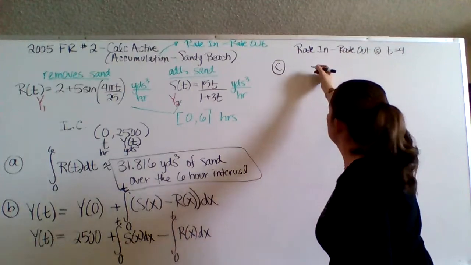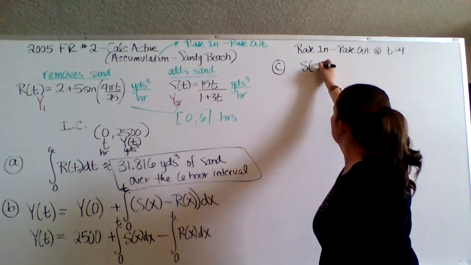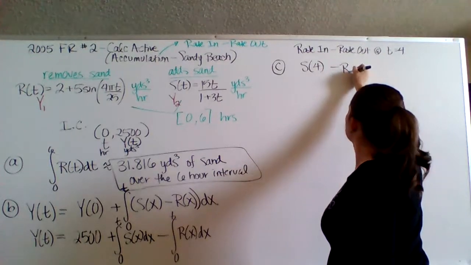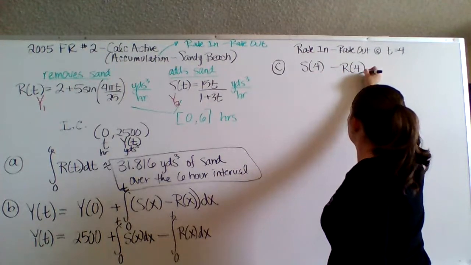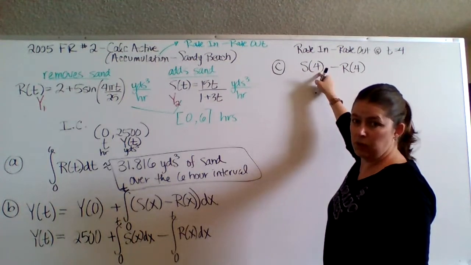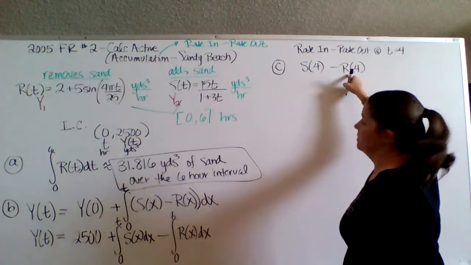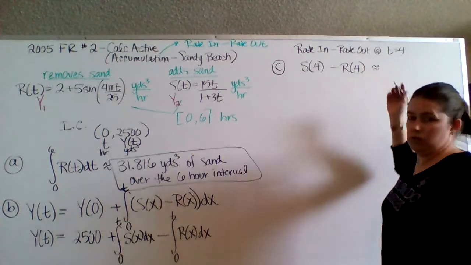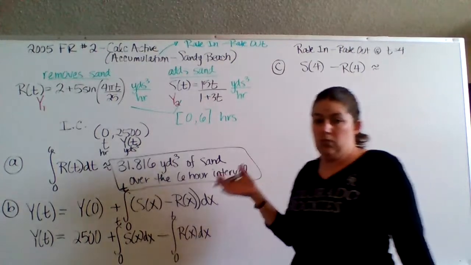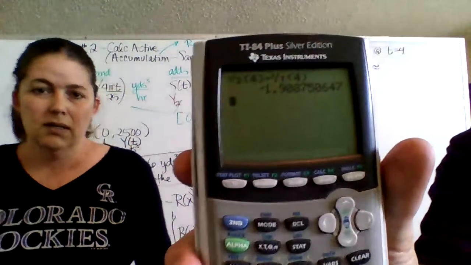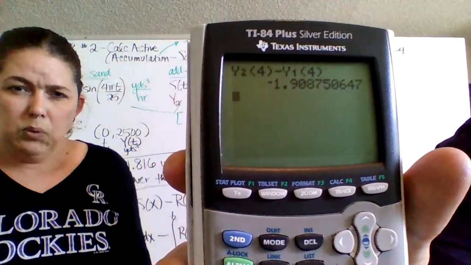So the rate going in was the sand being pumped, S of 4, minus the rate going out was the sand being removed from the tide, R of 4. And then I just want to do Y2 of 4 on a home screen, minus Y1 of 4 on a home screen, and figure out what that answer is. Isn't that going to be representing the rate of change of the amount of sand at time 4? So we get negative 1.909.